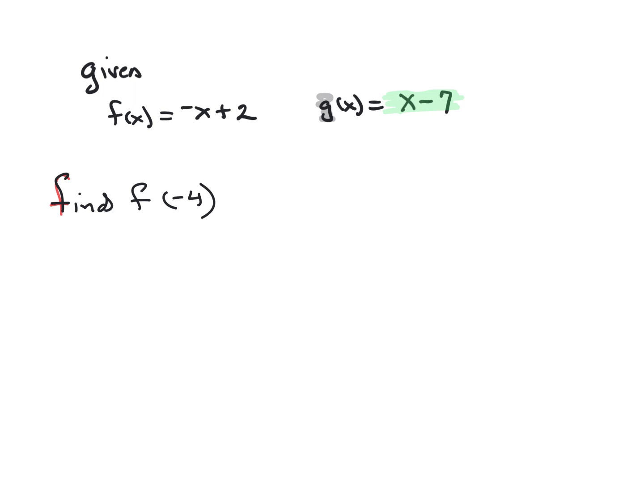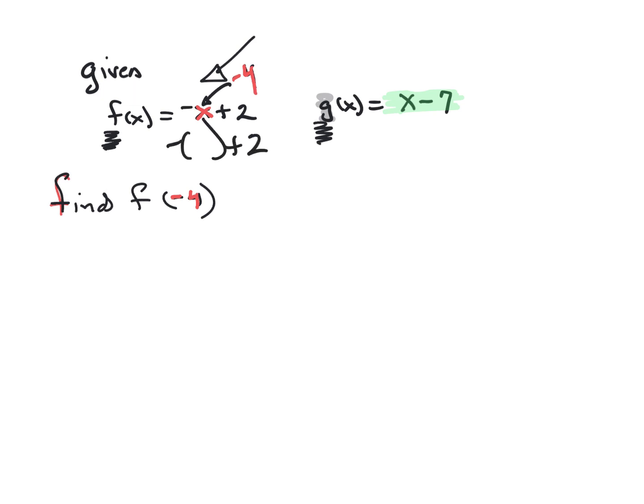What if I ask you to find f of negative 4? That's how you'd read that: f of negative 4. That means you're using the f machine, so we're going to be using this function, because this is the f function and this is the g function. We want to plug negative 4 into the f function, so negative 4 needs to go in place of that x.